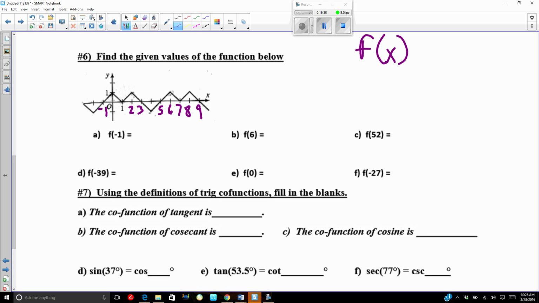So the first one, it wants to know what y is when x is negative 1. So x is negative 1 right here on this graph. Y is equal to 0 at that point. So that's your answer. Part B, x is equal to 6. So find on this graph where x is equal to 6. It's right here. What's the y value at that point? It's positive 1.